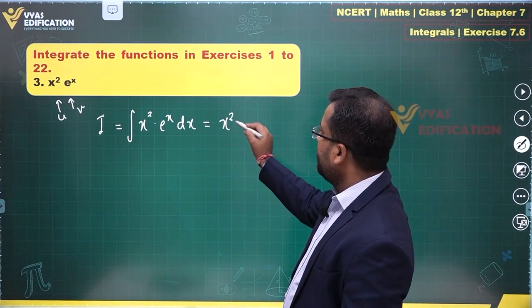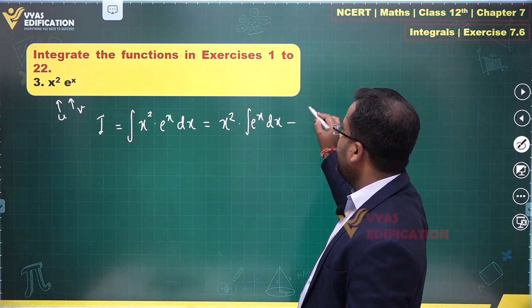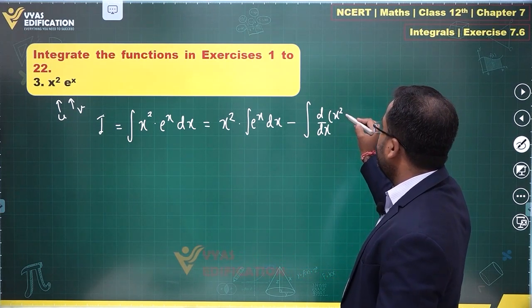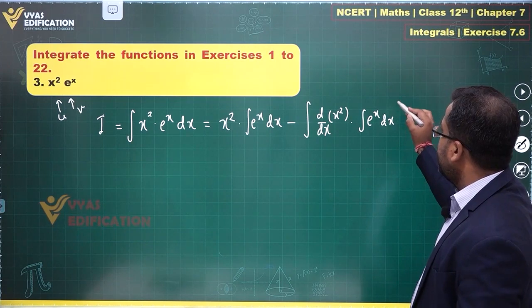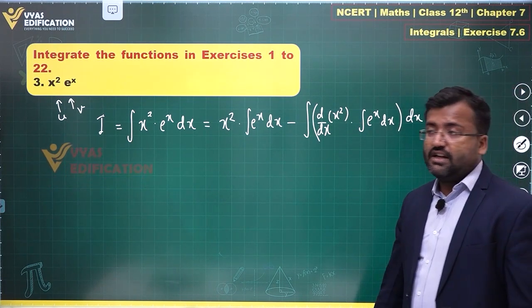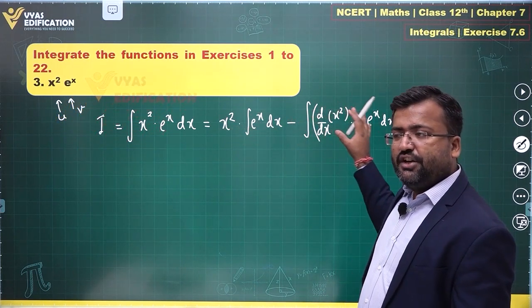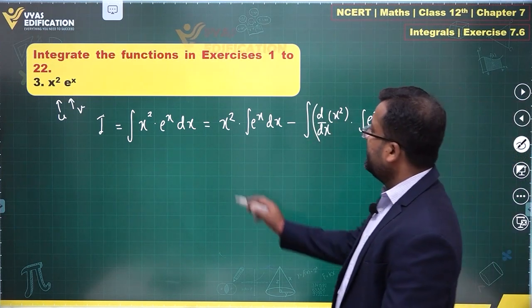X square will be taken as constant. Integral of e power x dx minus integral of derivative of x square is what we are interested in. Integral of e power x dx, and complete integral of this whole expression, right? That's the formula. So first function integral of second function minus derivative of first function into integral of second function. Take the integral of this second term.